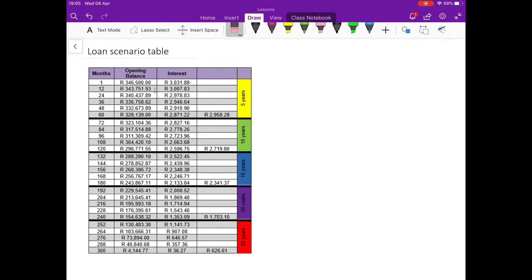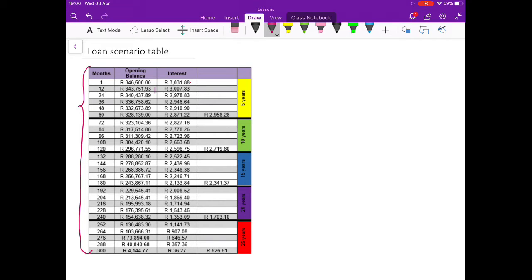There are a few things that we can go through to guide you in this step. First of all, I've taken this loan scenario and simplified it. Instead of having 300 lines, I've reduced it to monthly, so once a year. What type of graph do we expect to get from this data?